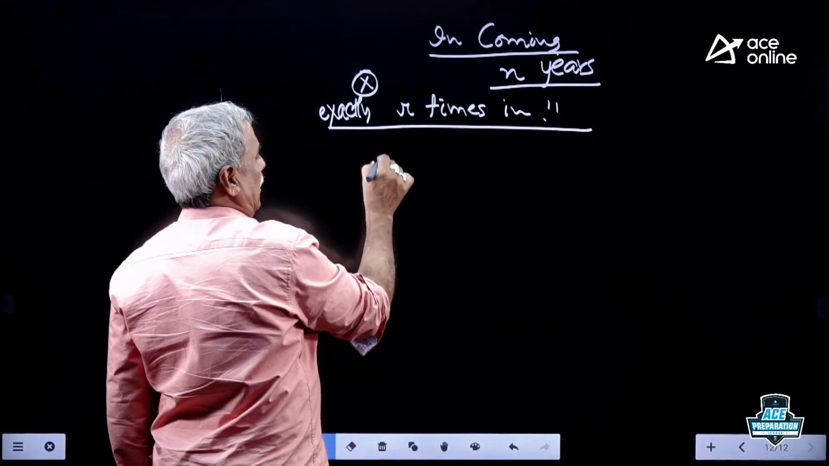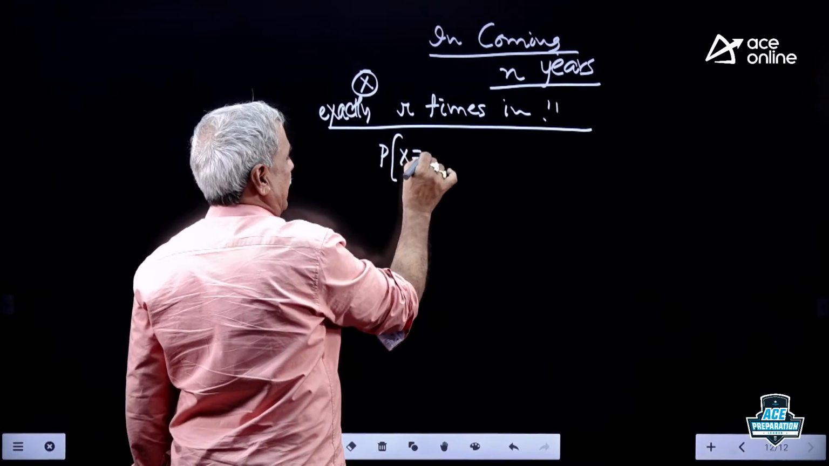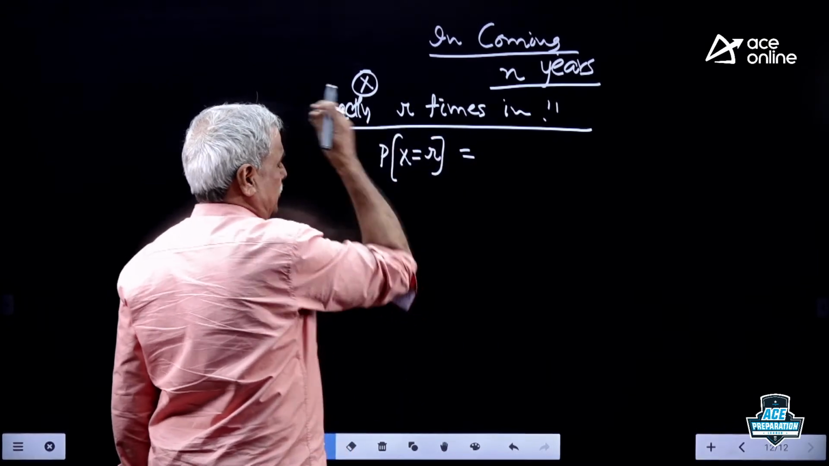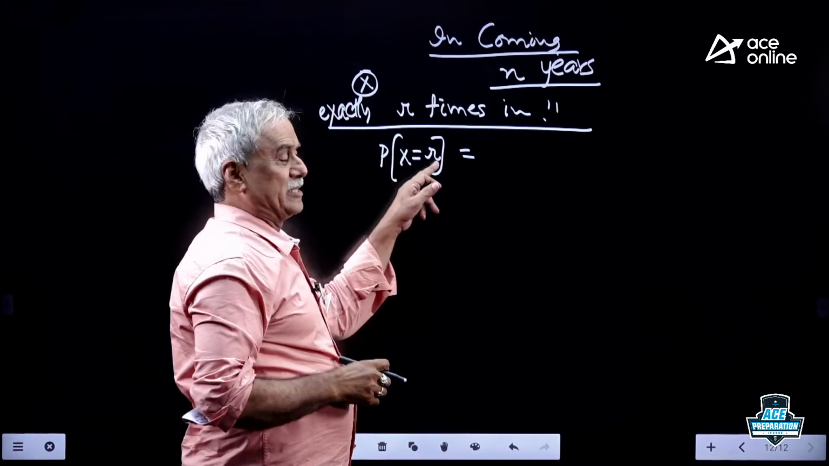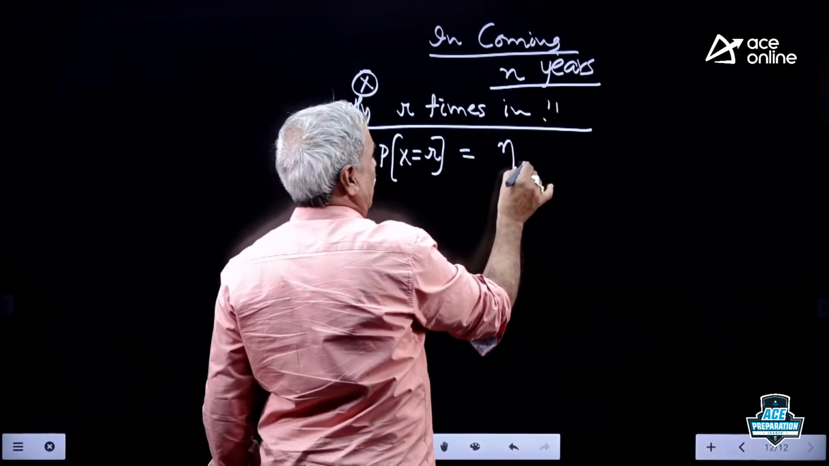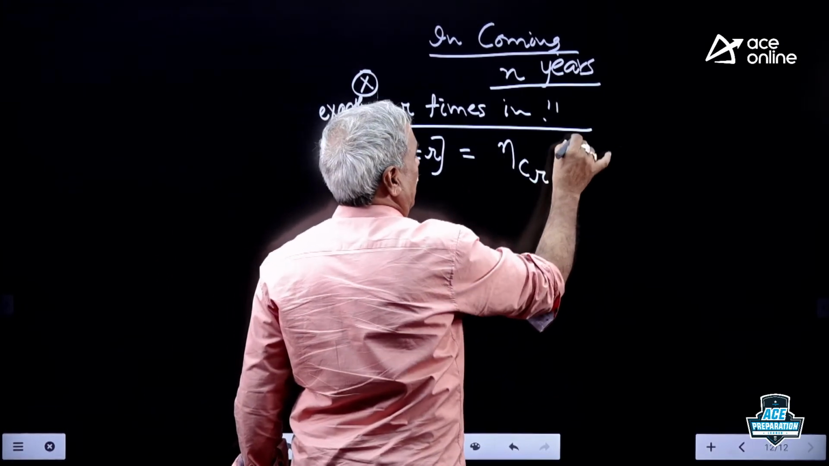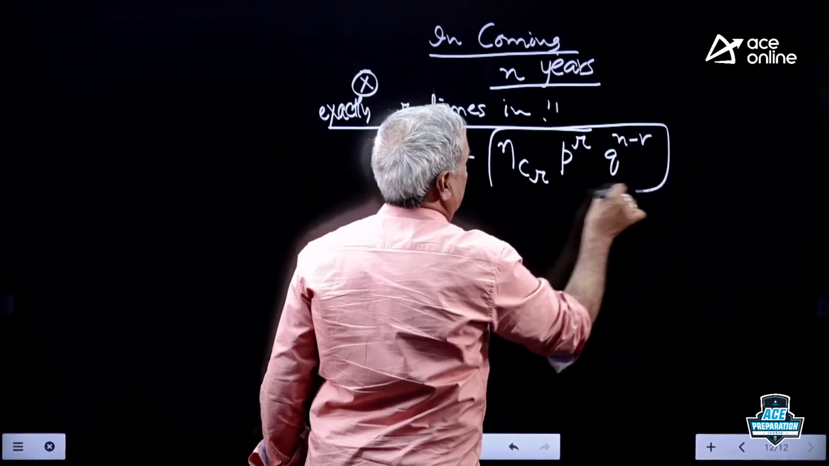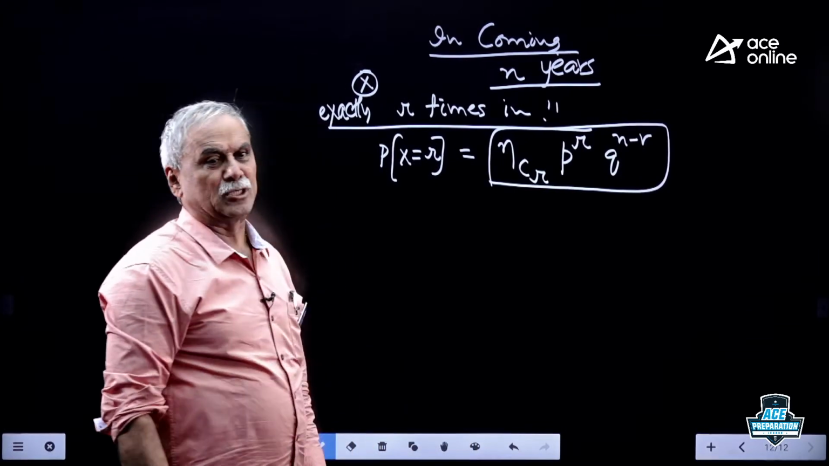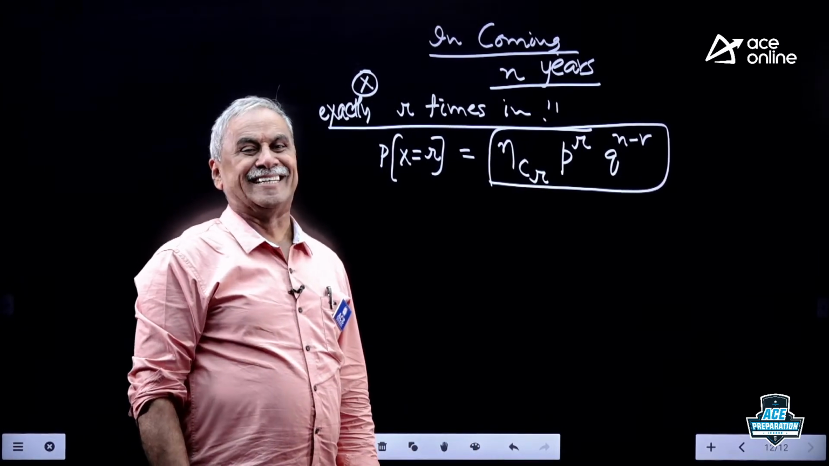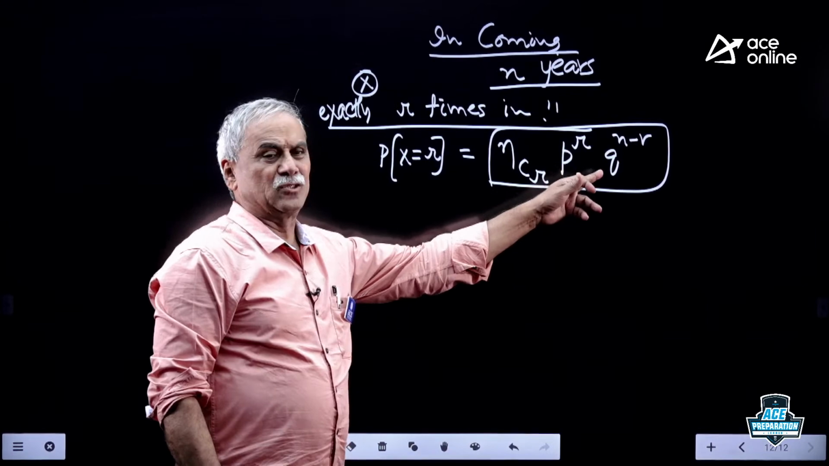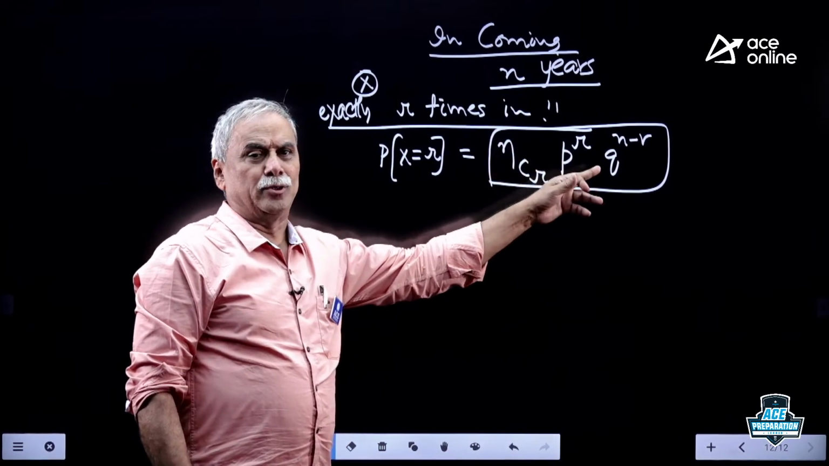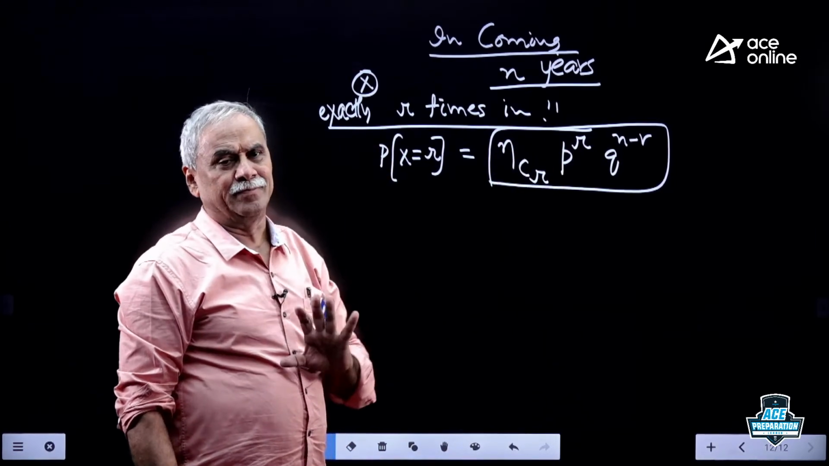Binomial distribution, general term. I want exactly R times; success must be exactly R times. Your formula is nCr, P power r, Q power n minus r. Don't forget, Q is nothing but 1 minus P. If P is 0.36, Q will be 0.64. P is known, Q can be computed.